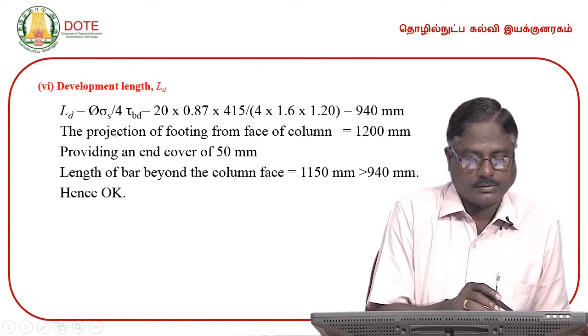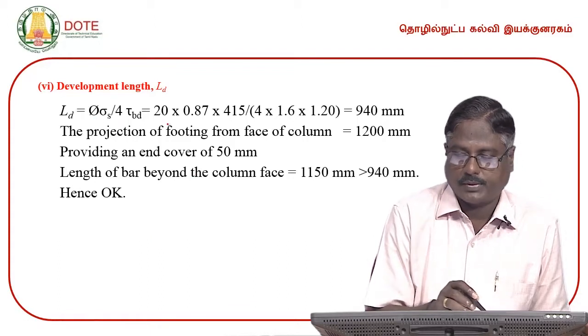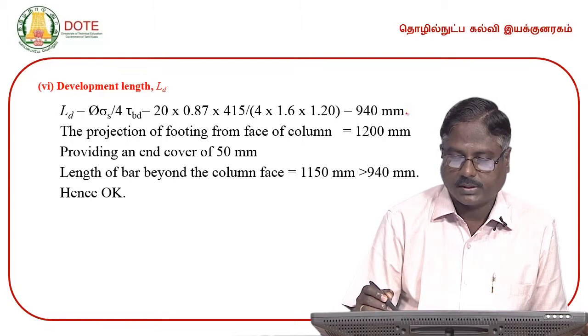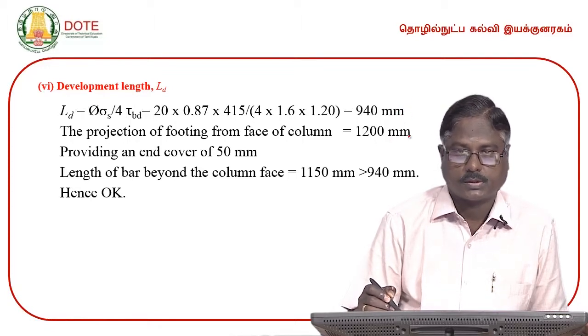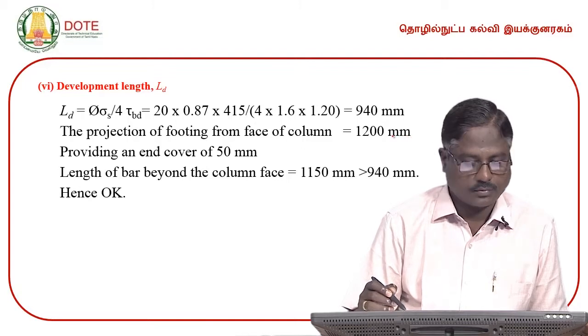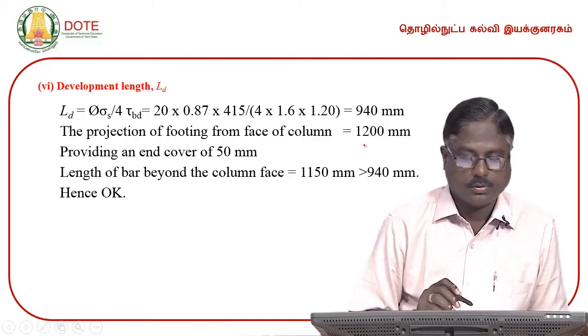Again the development length is phi into sigma s divided by 4 tau bd. The required development length is 940 mm. The projection of the footing from the face of the column is 1200 mm, and therefore, the development length is also okay.